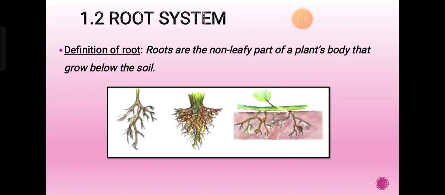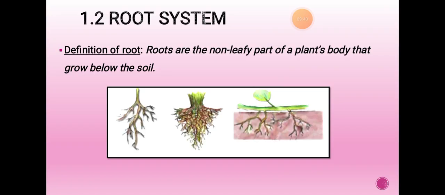This is basically the definition of the root. It means that these are the parts of the plant's body that grow below the soil. It's mostly that they grow below the soil, because it's very rare that they grow above the soil. They mostly grow below the soil of the ground, and they have root hairs present in them. This is the structure of the roots given to you.